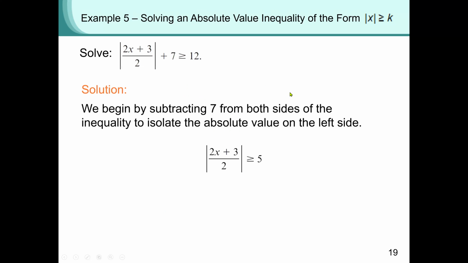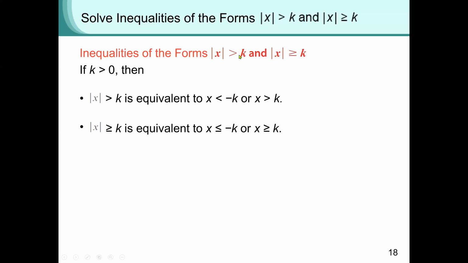Again, we are applying the rule here. If k is positive, that's greater than 0, and we have absolute value x greater than k, and also absolute value x greater than or equal to k, then we can apply these two rules. So when absolute value x is greater than k, it's equivalent to x is less than negative k, or x is greater than k.